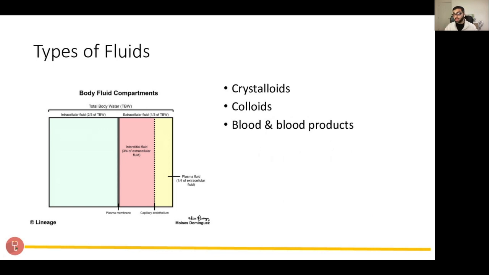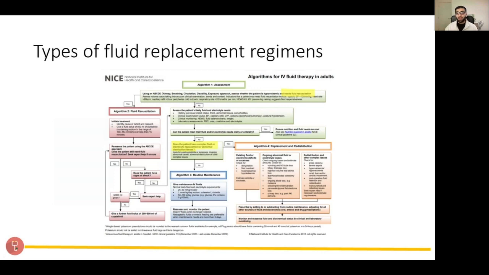So if we have a think about the types of fluid regimens now, this algorithm is one produced by NICE for IV fluid therapy in adults, and it's one that it's really useful to be familiar with. It breaks up the three ways that we can replace fluids. So the first is fluid resuscitation. And when we're assessing a patient for fluid replacement, we need to think, is this patient hemodynamically unstable? Do they have a low blood pressure, high heart rate, shut down peripheries? Is this more of an emergency situation, in which case they need fluid resuscitation?